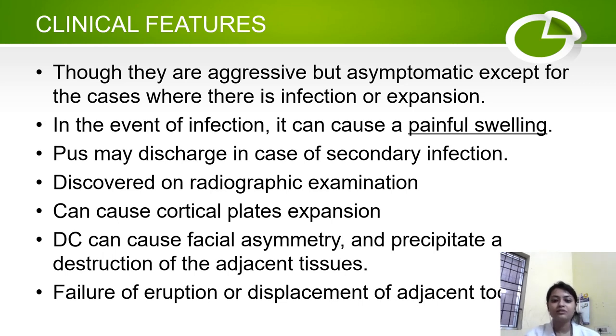Failure of eruption or displacement of adjacent roots. See, sometimes because of dentigerous cyst, the tooth couldn't erupt. So if you find a tooth past its age not erupting, we should take a radiograph and see what is happening inside. What are the causes for that tooth not to erupt?